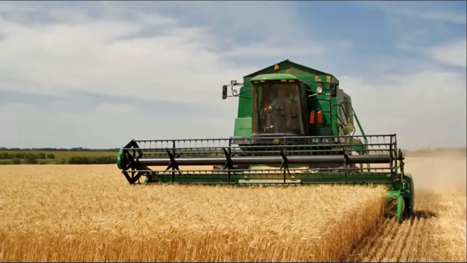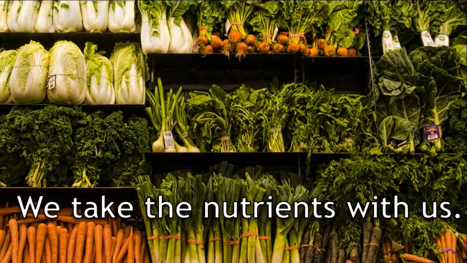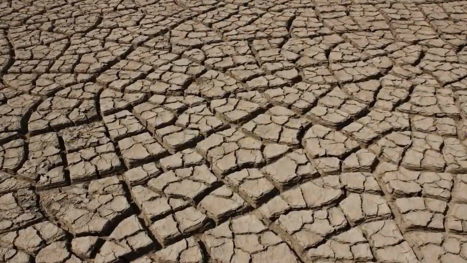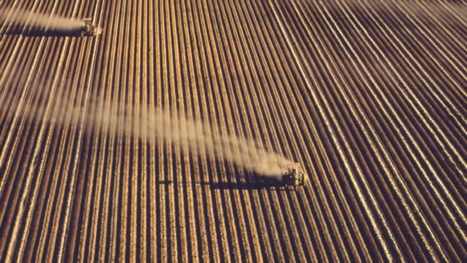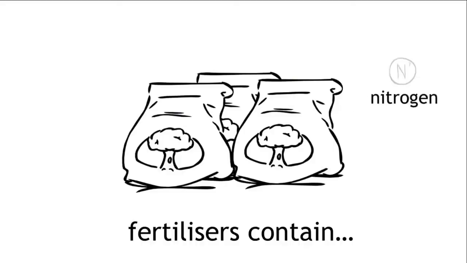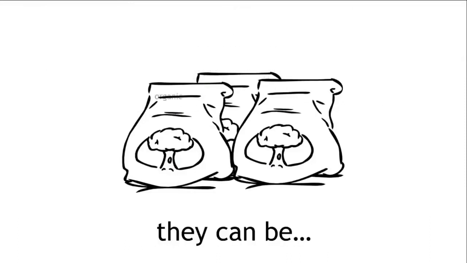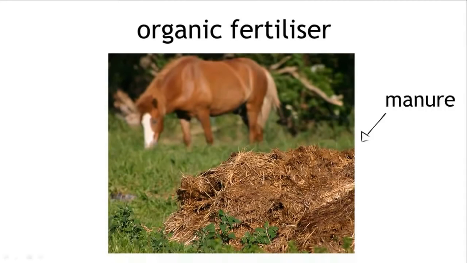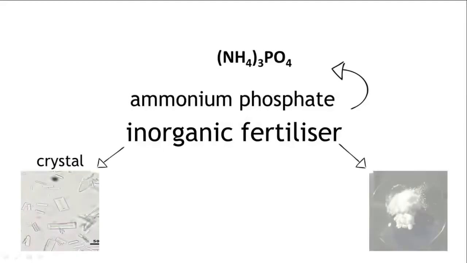But when we harvest crops and then take them away and eat them, we take the nutrients too. So after years of growing plants, the soil can't support crops very well, unless we replace the nutrients using fertiliser. Most fertilisers contain nitrogen and phosphorus, though some contain other useful elements like potassium. They can be organic or inorganic. Organic fertiliser contains carbon, and an example of an organic fertiliser is manure. Inorganic fertilisers can take many forms, such as ammonium sulfate, which can be in a crystal or a powdered form.